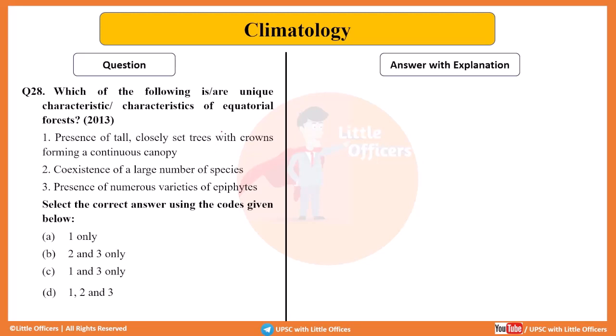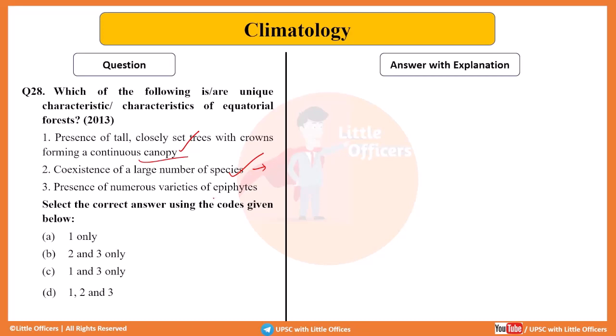So what all do we find? Presence of tall closely set trees with crowns forming continuous canopy. True. It has a thick canopy, so thick that even sunlight cannot penetrate. So sunlight is one of the limiting factors in tropical forest, you can say. Coexistence of a large number of species, yes. There is luxuriant vegetation, and biodiversity is also very rich in the equatorial forest.